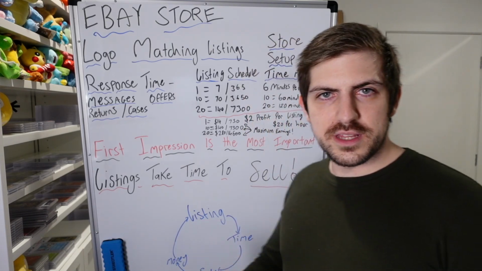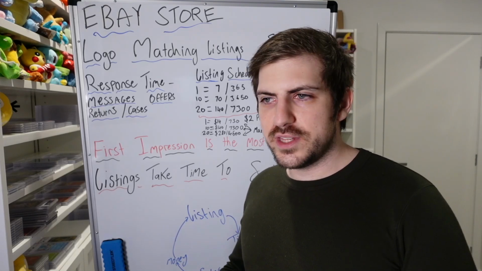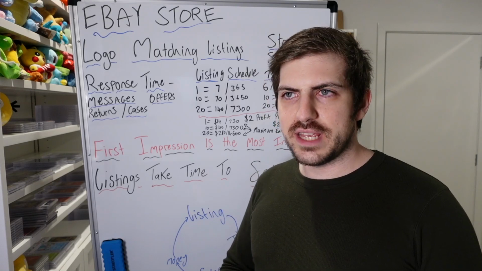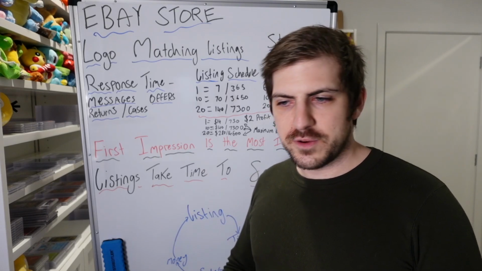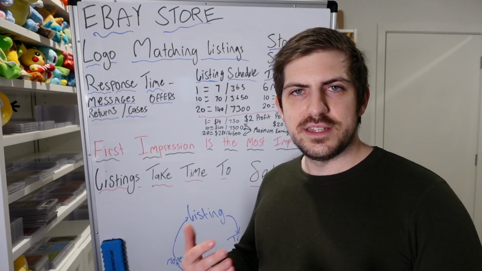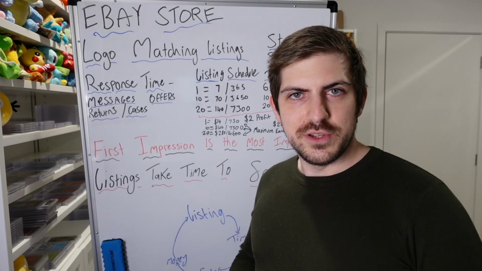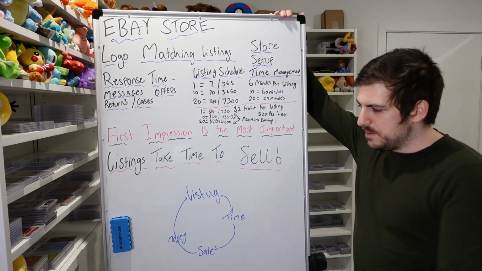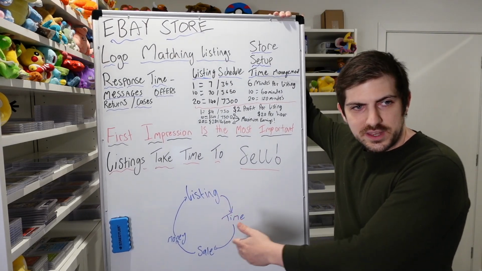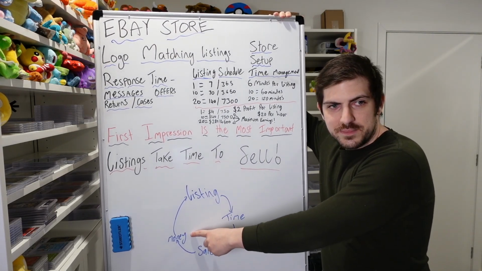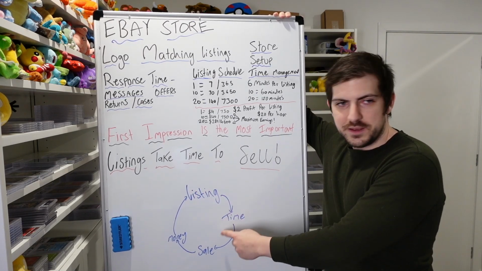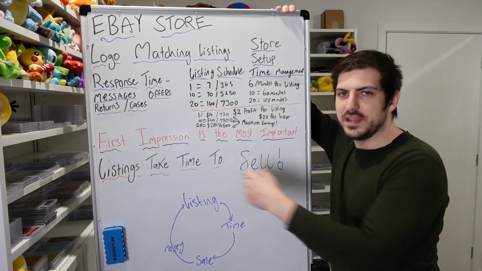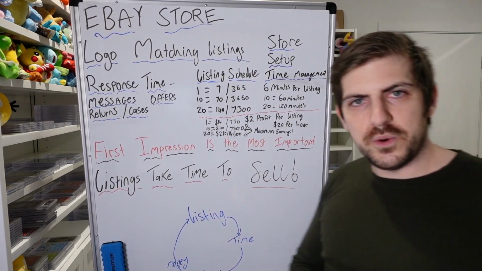So a good listing will actually take time to sell. A good listing doesn't just sell overnight. I'm not going to say if something sells overnight, you're doing something wrong, but generally if everything you list sells instantly, you might be a little bit too cheap. You can't see it too well here, so we're just going to pull this board back a bit. But you make the listing, it takes a little bit of time, you get a sale, you get some money, and it just goes around and around again. That's all selling online is.